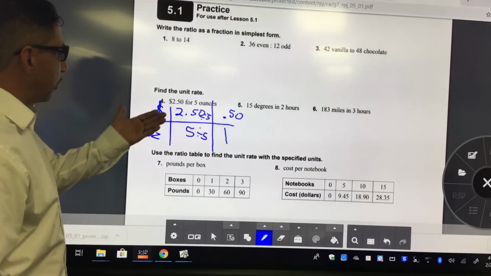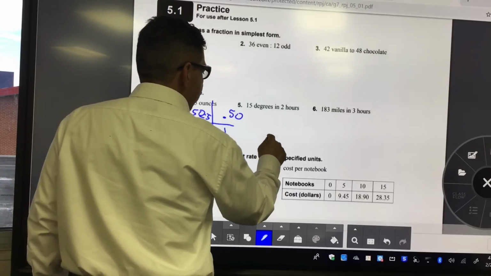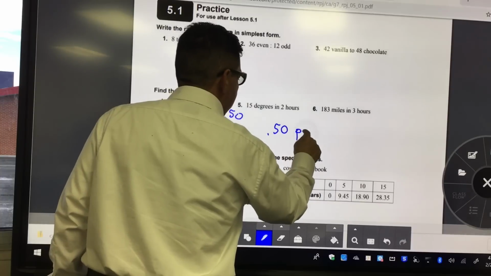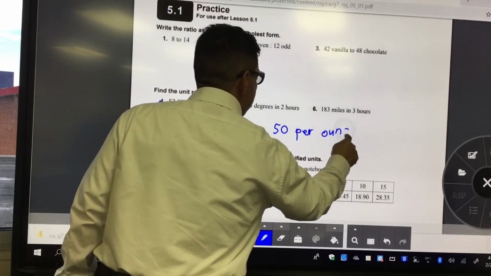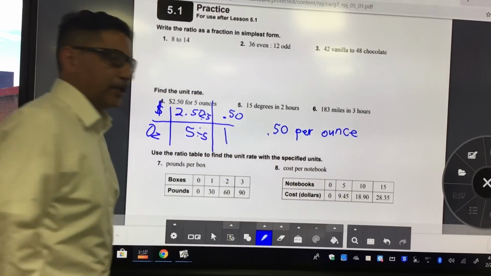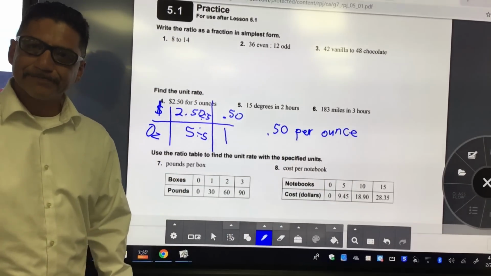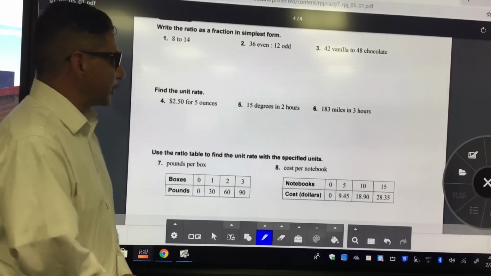So what is our final unit rate? Well, we get 50 cents per ounce. So what does that mean? That means that 1 ounce will cost us 50 cents. And there's your answer for number 4. All right, and now let's look at number 5.